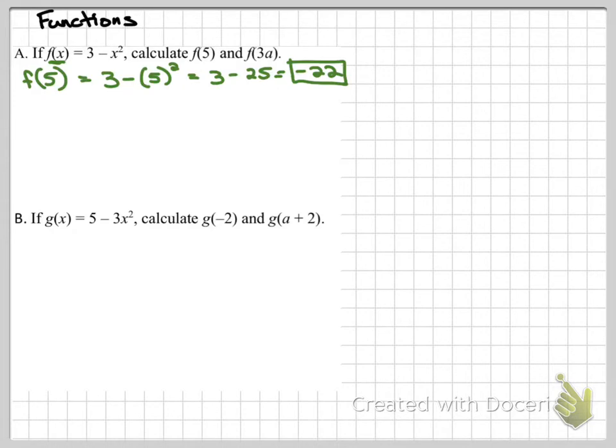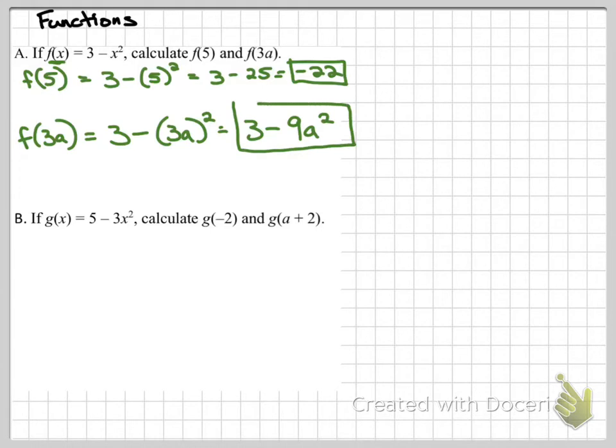I'm going to call it part B, f of 3a. Still means the same thing. Take equation f, 3 minus, but where I see x, I'm going to use parentheses and plug in 3a. Do a little bit of simplifying. 3 minus 3a squared is 9a squared. This is numbers and letters. I can't combine any more like terms, so that's the answer.